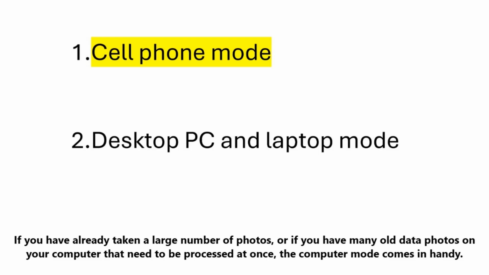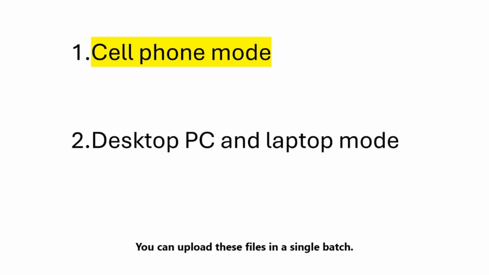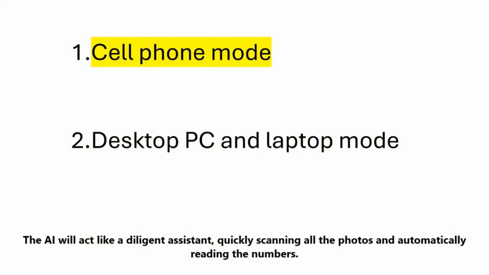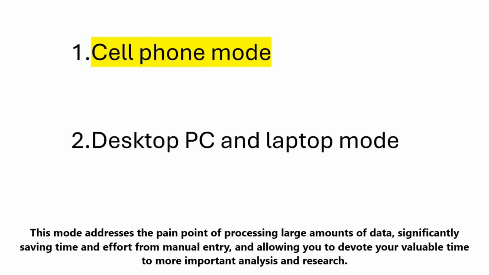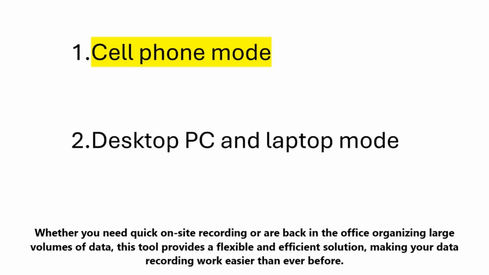The second is desktop PC and laptop mode. If you have already taken a large number of photos, or if you have many old data photos on your computer that need to be processed at once, the computer mode comes in handy. You can upload these files in a single batch. The AI will act like a diligent assistant, quickly scanning all the photos and automatically reading the numbers. This mode addresses the pain point of processing large amounts of data, significantly saving time and effort for manual entry, and allowing you to devote your valuable time to more important analysis and research. Whether you need quick on-site recording or are back in the office organizing large volumes of data, this tool provides a flexible and efficient solution, making your data recording work easier than ever before.